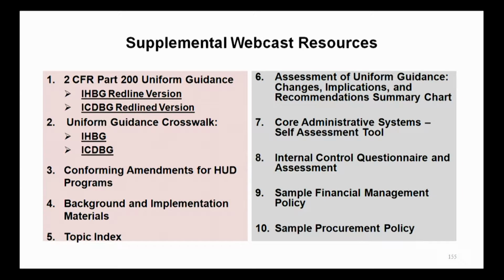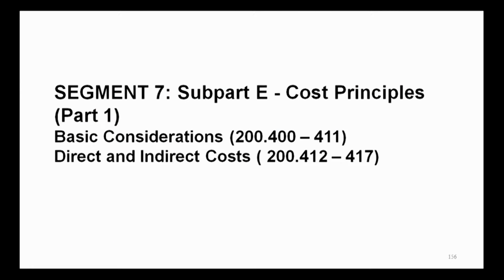So also want to remind everybody that we have some really great tools for you. Listed here, we discussed earlier, but we have the red line version for the 200 uniform guidance and the uniform guidance crosswalk for both the IHBG, ICBG. We have conforming amendments, which we're going to be actually taking a look at here shortly. And a lot of background implementation materials. As we go through this, we may reference some of these tools and have you look at them, so just want to make sure everyone remembers that. So let's go ahead and dive in.